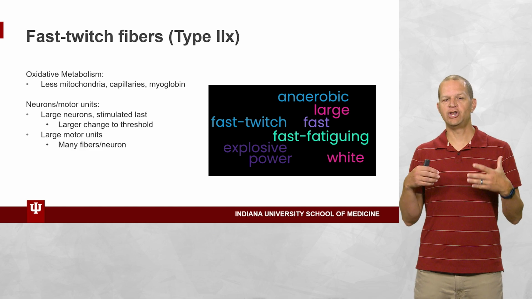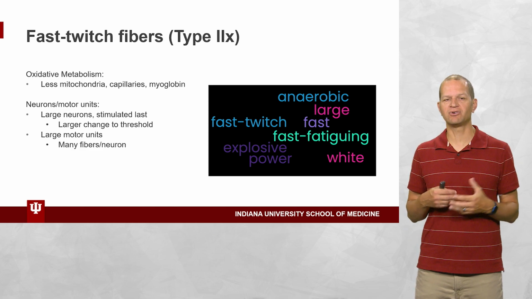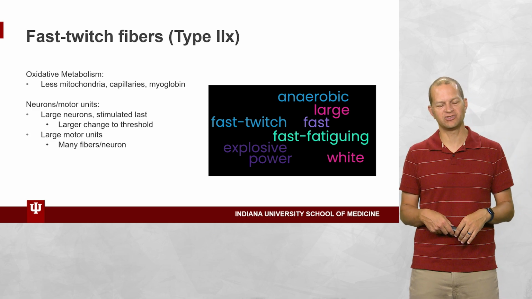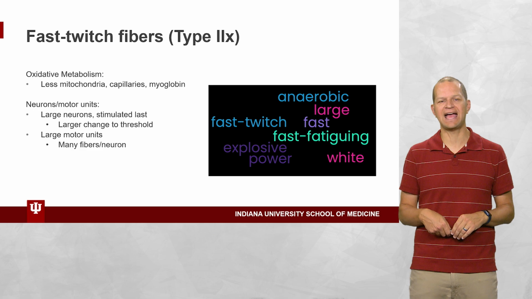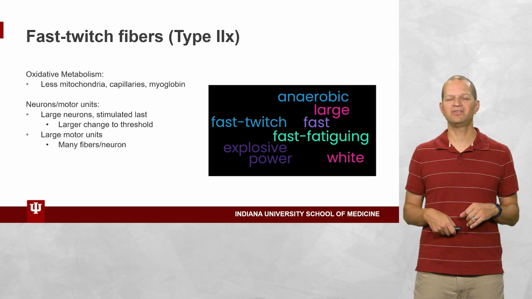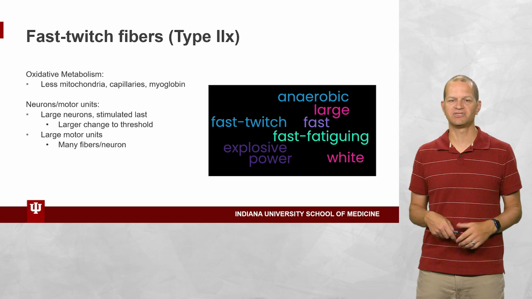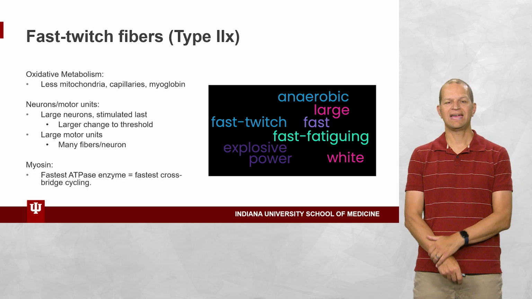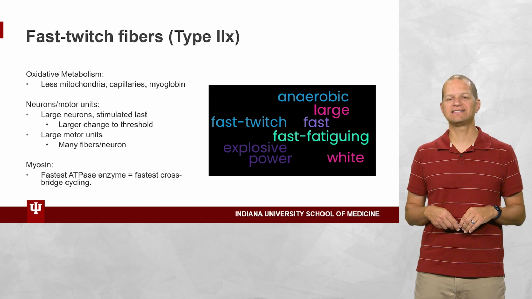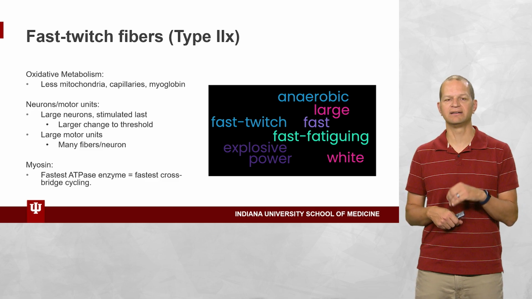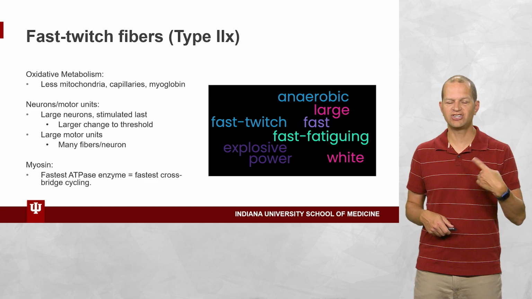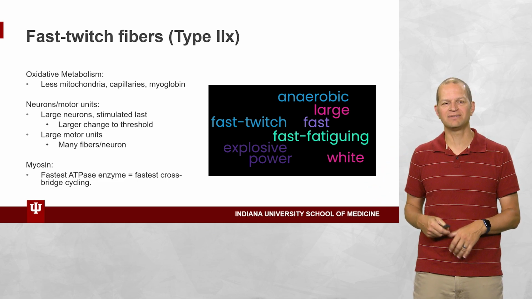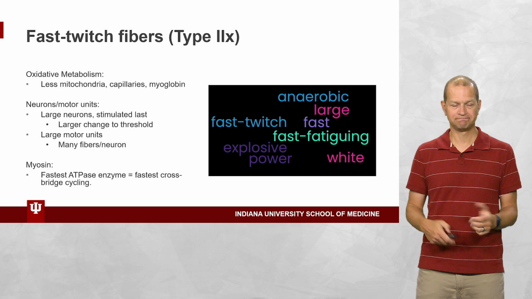However, the neurons that innervate these fibers are very large, but they have a high threshold or a more positive threshold. So it takes a bigger stimulus for them to be activated. These motor units also have lots of muscle fibers. So one neuron will innervate many, many muscle fibers. Okay, and they have the fastest ATPase enzyme, so they go through the cross-bridge cycling the quickest. Okay, so they can do their job. But because they rely less on oxidative metabolism, they get tired very quickly.